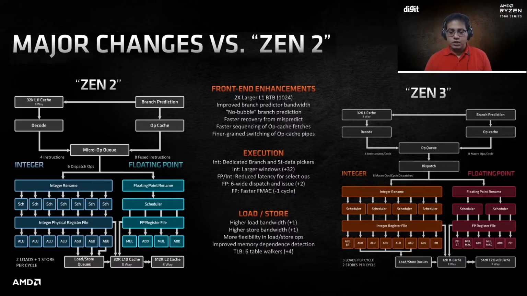Then we get into the load store elements, that is towards the end, which also show bandwidth improvements along with more flexibility in dealing with varying operations. More resources have also been added for the TLB, that is the translation lookaside buffer. And overall, this is a brief overview of the major changes between Zen 3 and Zen 2.